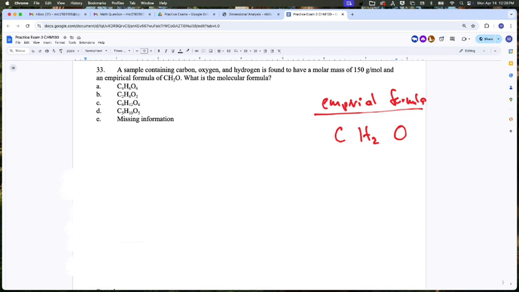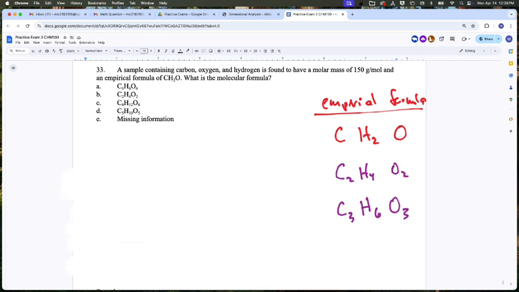So our actual compound could be CH2O. It could also be C2H4O2, C3H6O3. Does that make sense? So et cetera, et cetera. And it could go on an infinite amount of time.